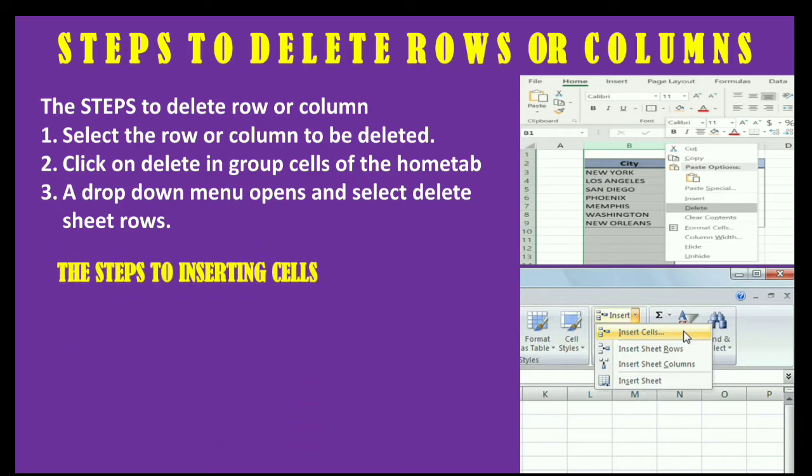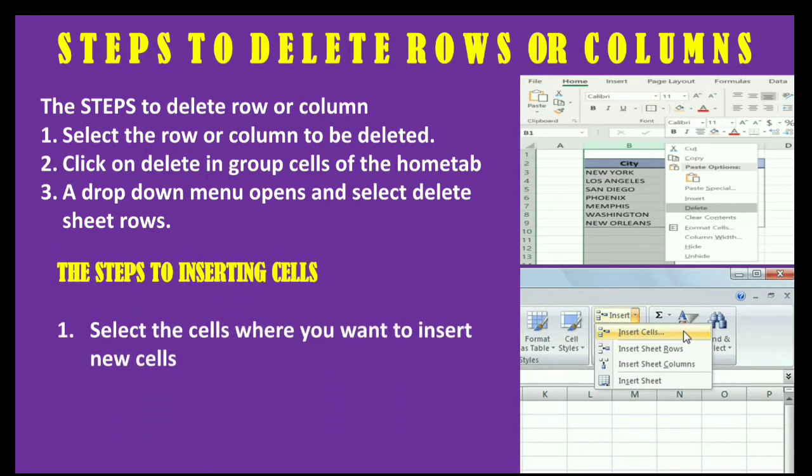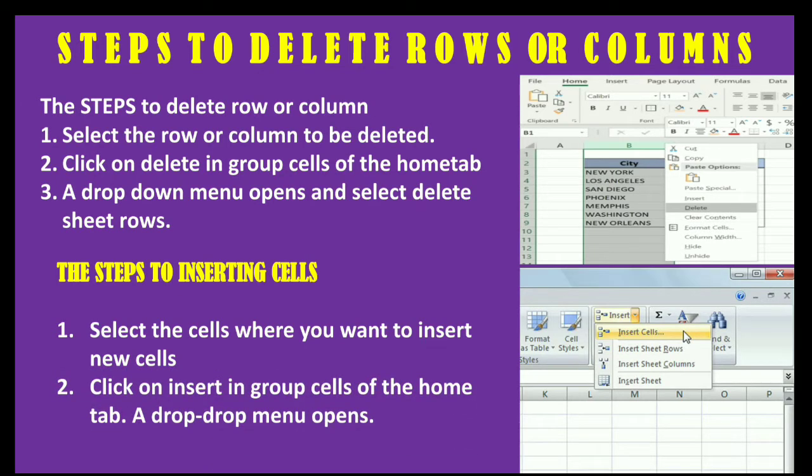How to insert a new cell? To insert a new cell in MS Excel, select the cell where you want to insert a new cell, and then click on Insert in the group Cells of the Home tab. A drop-down menu opens, and number 3, select the Insert Cell option. In this way, we can insert a new cell in MS Excel.